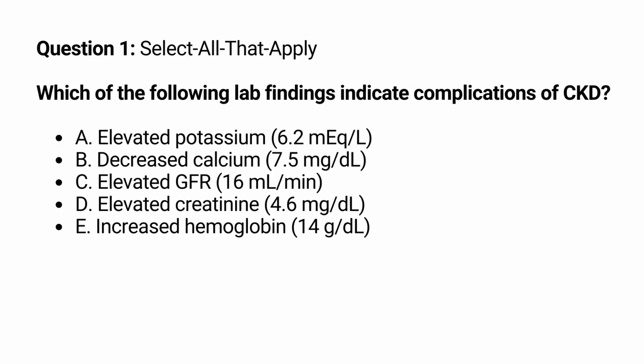Question 1. Select all that apply. Which of the following lab findings indicate complications of CKD? A. Elevated potassium, 6.2 mEq per L. B. Decreased calcium, 7.5 mg per dL. C. Elevated GFR, 16 mL per min. D. Elevated creatinine, 4.6 mg per dL. E. Increased hemoglobin, 14 grams per dL.